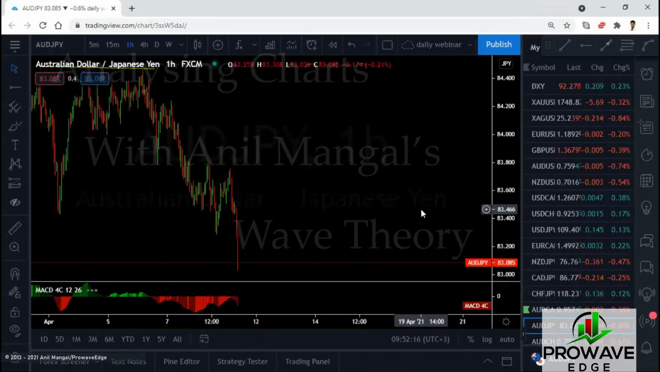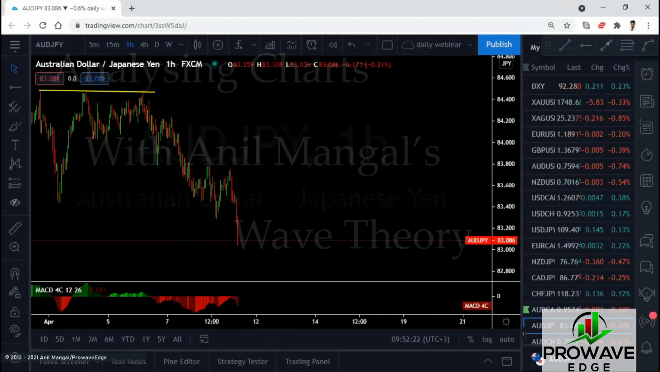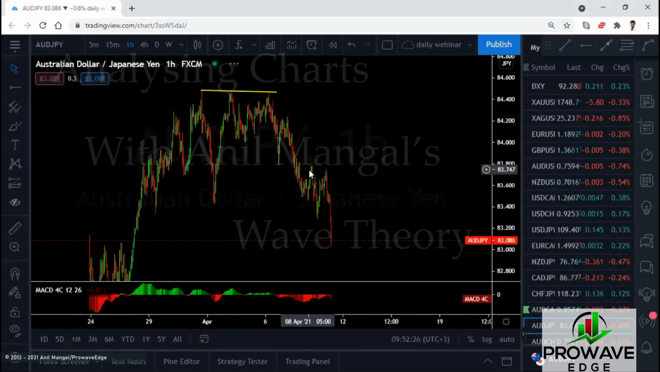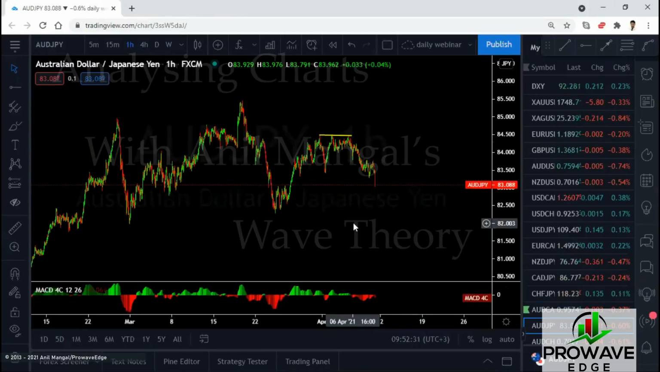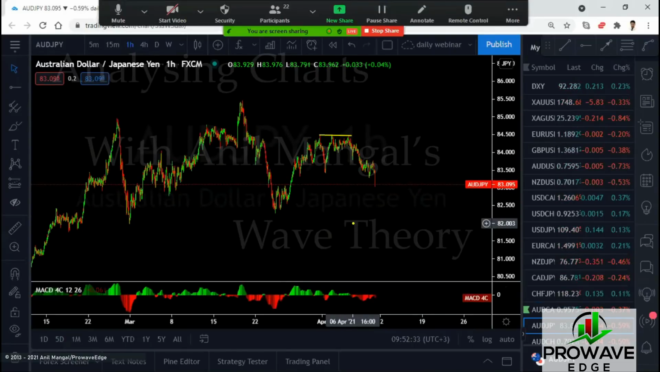Aussie Yen. 1 second, guys. Okay. Aussie Yen is coming down quite a lot, so let's see where this is going. Okay, this one is straight because we have a running flat here. At least that is what it looks like. And this has to go back and at least break that top.